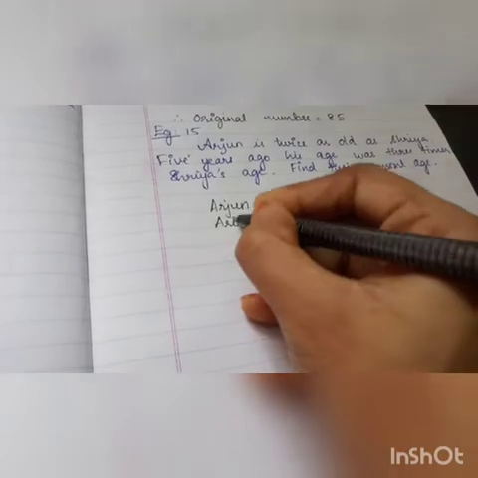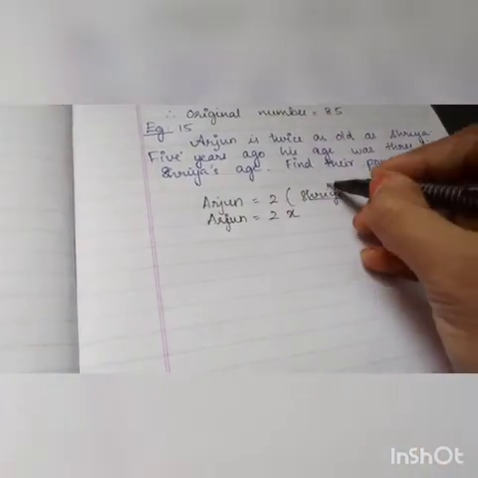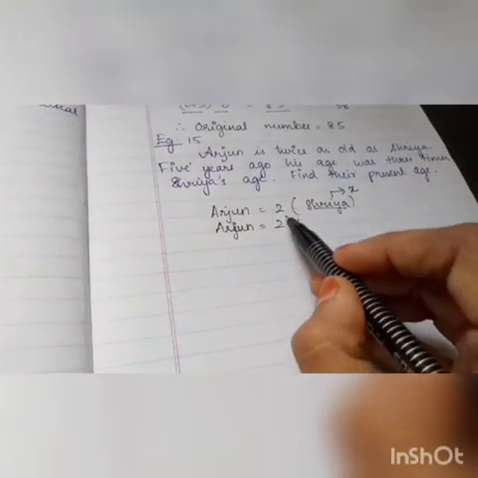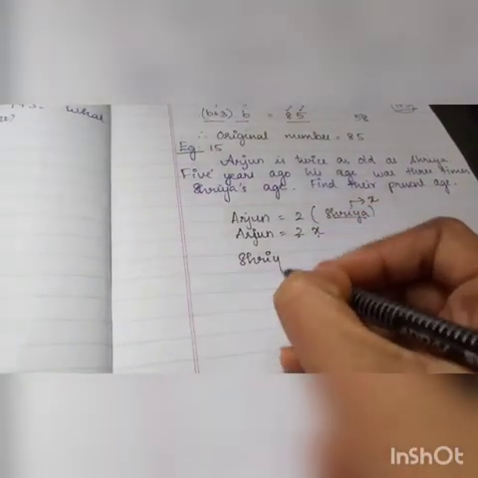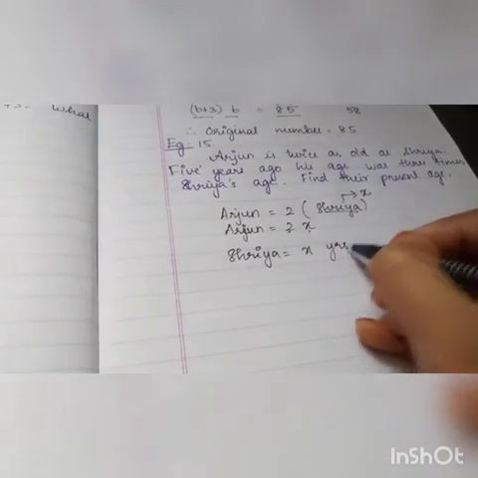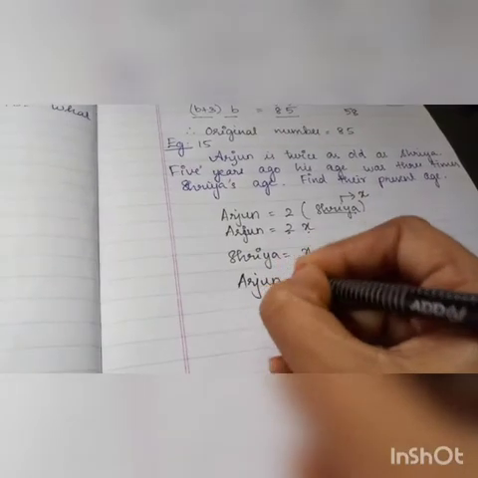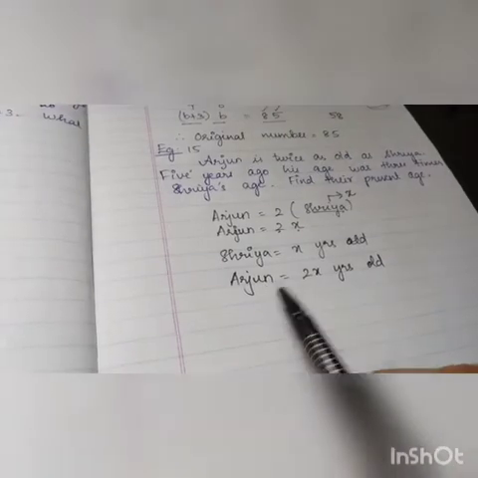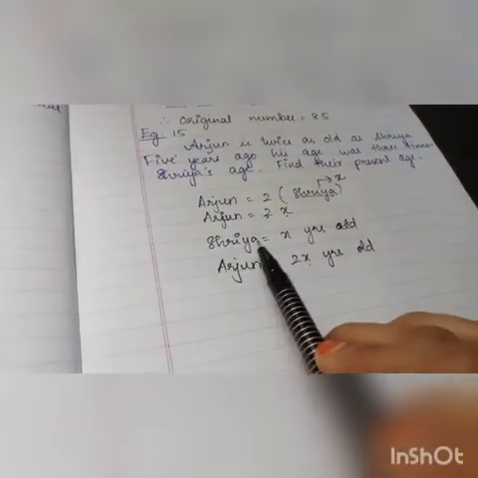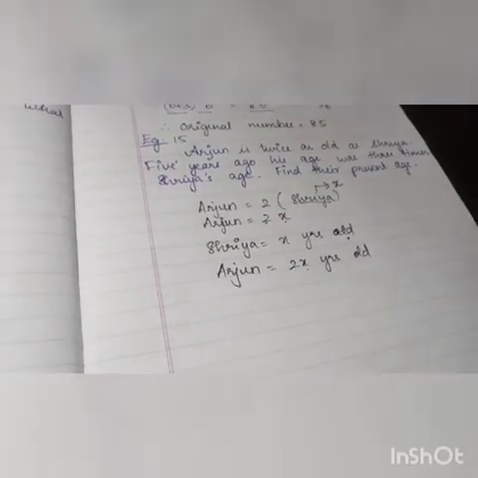So Arjun's age I am taking as 2x, because Shreya's age I am taking as x. 2x, because it is twice Shreya's age. So Shreya is x years old, and Arjun is 2x years old. Understood? Because Arjun is twice Shreya's age. I don't know Shreya's age, so I am taking it as x. Then Arjun's age is 2x.